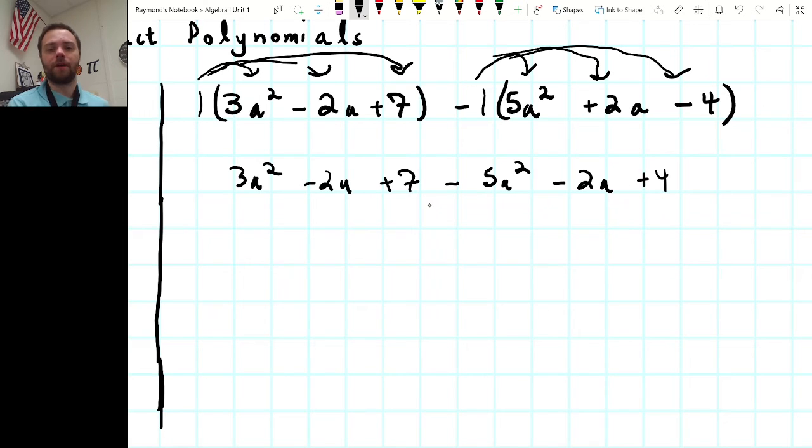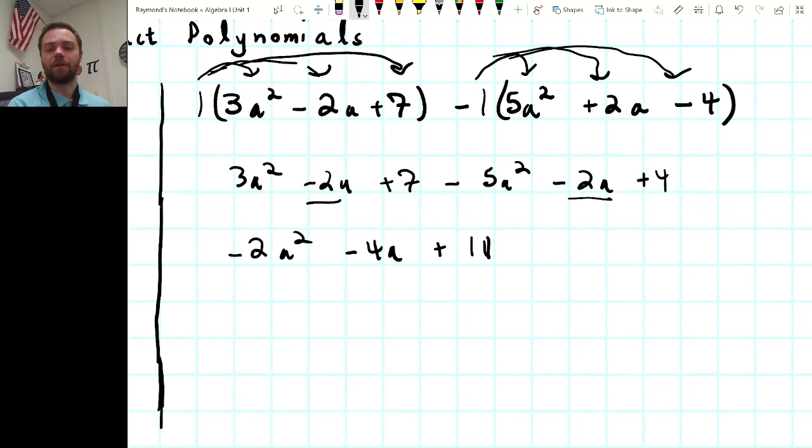So now what I can do is combine like terms. So I've got 3a squared minus 5a squared. So 3 minus 5 is going to be -2a squared. And then I've got -2a minus 2a. So that's going to be -4a. And then 7 plus 4 is going to be 11.